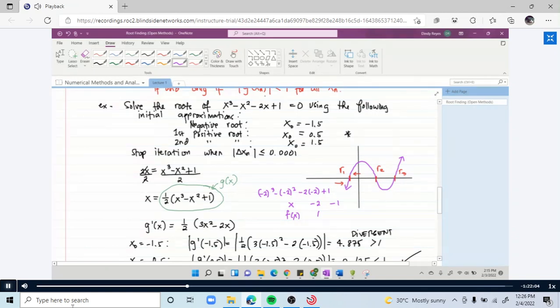Now, what will be the value of the function when x is equal to negative 1? So, ganun din. Substitute negative 1 for x. Negative 1 cubed minus negative 1 squared minus 2 times negative 1 plus 1. So, negative 1 minus 1, negative 2. Tapos ito positive 2. Bakit ganun?